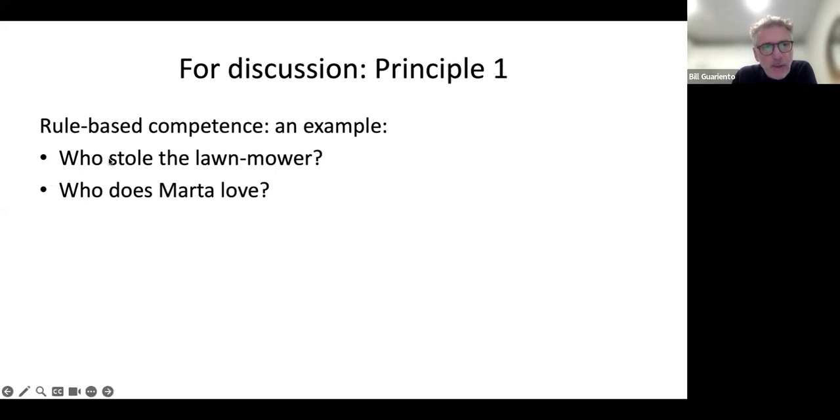So if we ask a question and the answer is the subject, who stole the lawnmower? Alberto. No auxiliary. If we ask a who question, and the answer is the object, who does Marta love? Lupo Alberto. Then we must have an auxiliary. Again, well done for knowing that, but it shows the importance of a rule-based competence or learning rules, okay?